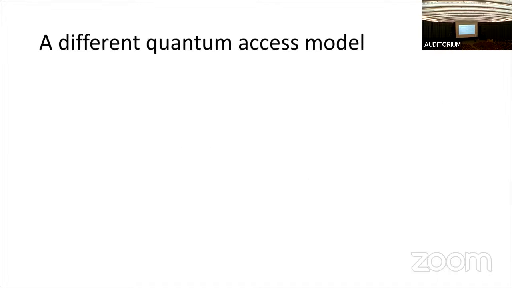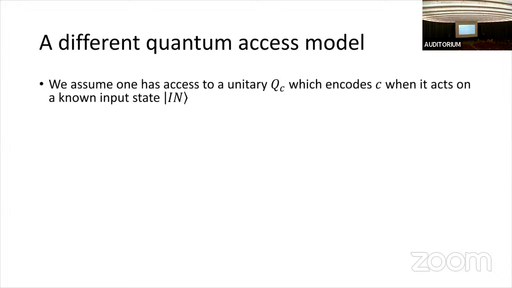So this is where we introduce our different access model, and spoilers, we will find that there's advantage in our access model. We assume that you have access to a unitary that prepares the quantum sample rather than just the sample itself. There's some fixed input state, which is probably |0> tensored with itself a bunch of times, but in general, it's just some state that you know how to prepare. And you have a unitary that when you act on that input state, gives you the quantum sample.